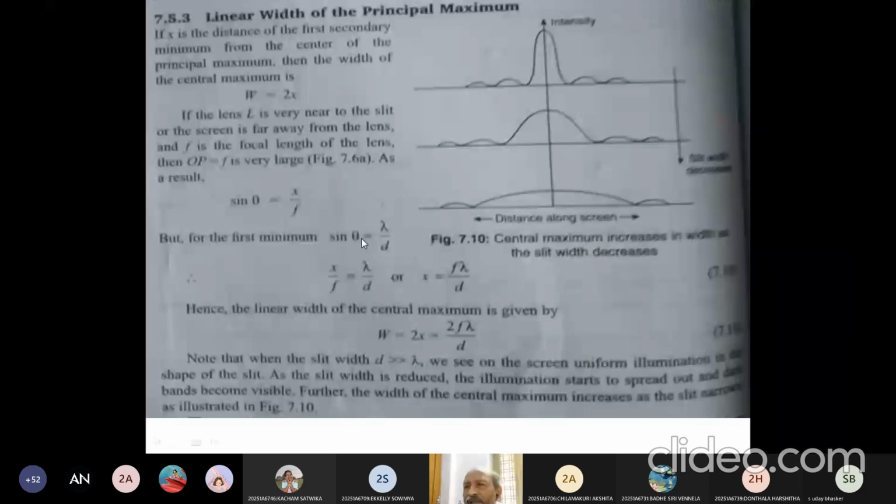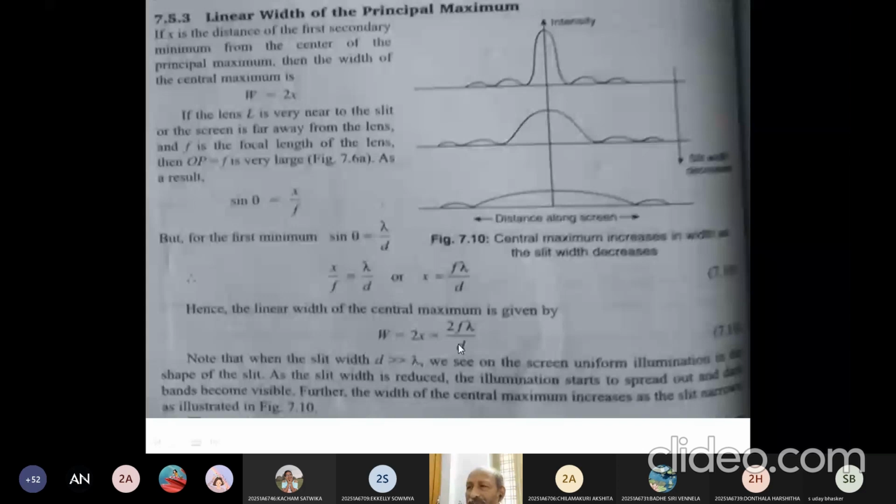Linear width of the principal maxima. That means you are trying to find the linear width of the principal maxima. You see that the principal maxima width is increasing with decreasing d. W is equal to 2f lambda by small d, where small d is the width of the slit.